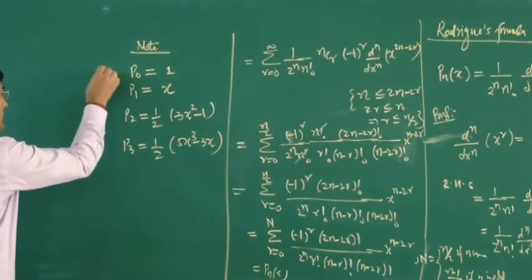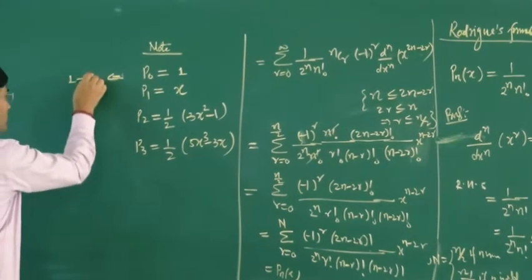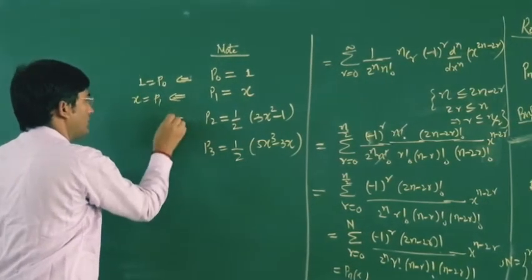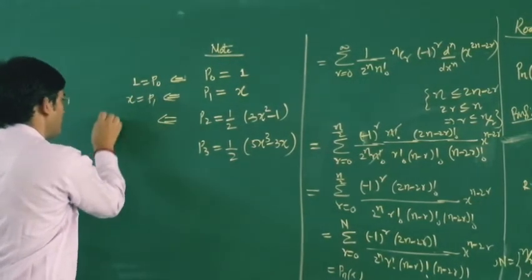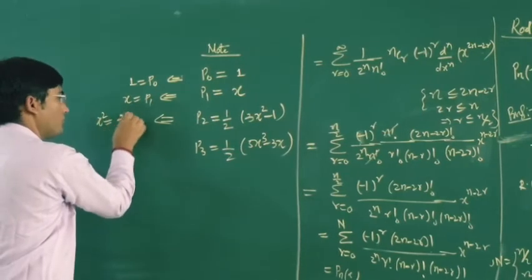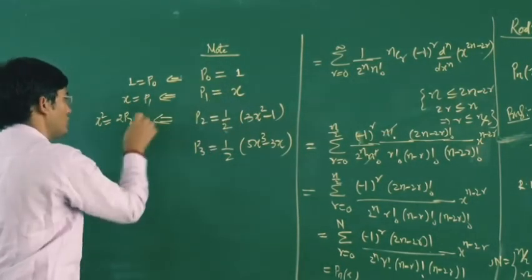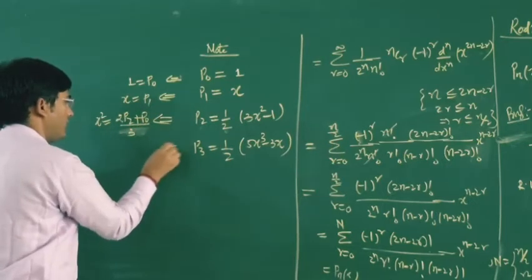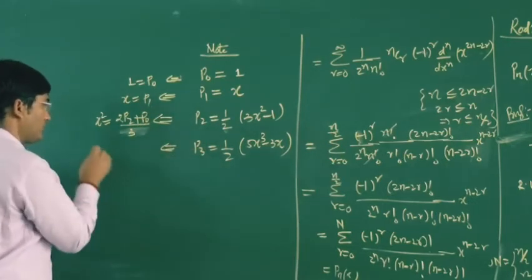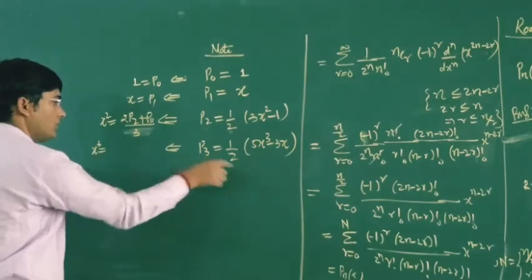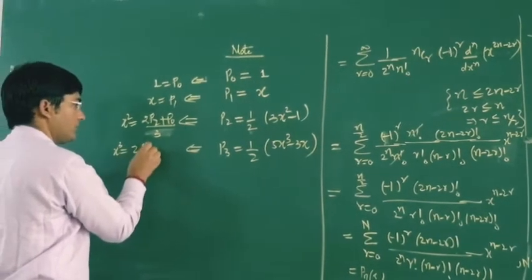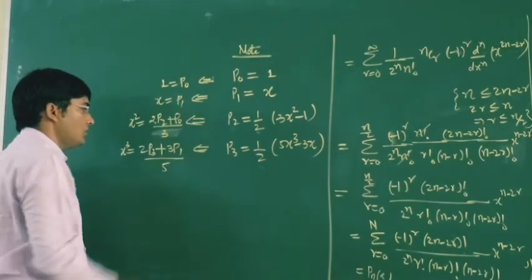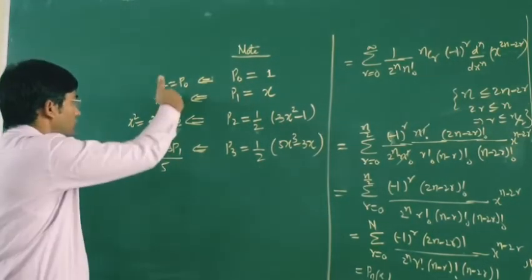From here we can say that our 1 is same as P0, our x can be written as P1, our x square can be written as (2P2 plus P0) divided by 3, and from here our x cube can be written as (2P3 plus 3P1) divided by 5. So these are the values of the powers of x.